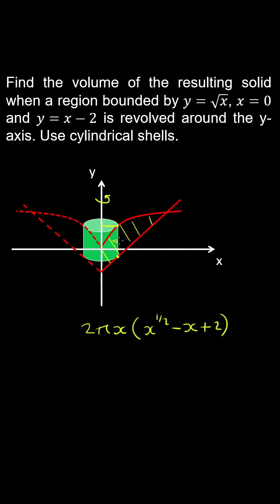And we give the shell a thickness in the horizontal direction, so it'll be dx, and then we integrate from x equals 0 to this intersection point over here. So we can see that the line and curve intersect at x equals 4. And evaluating this integral gives you the volume of the revolved solid.